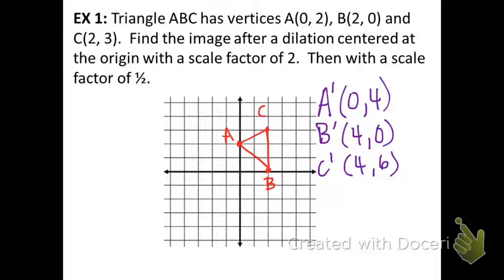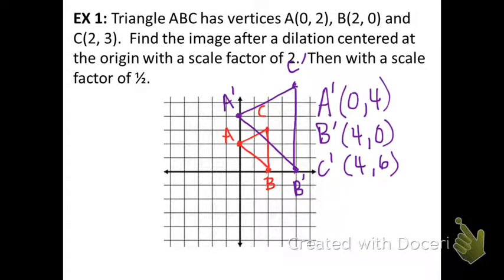So we'll graph those. Over 0 up 4, 4, 0, and over 4 up 6. It's slightly off my graph. And we can see that our triangle here has gotten bigger. So it is an enlargement, it's a multiplication of 2.